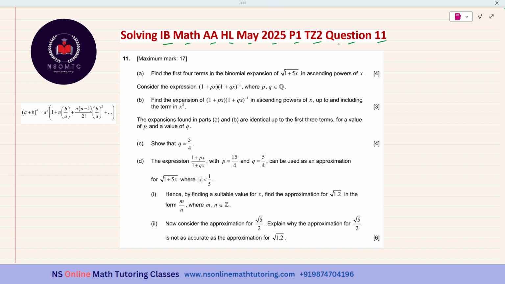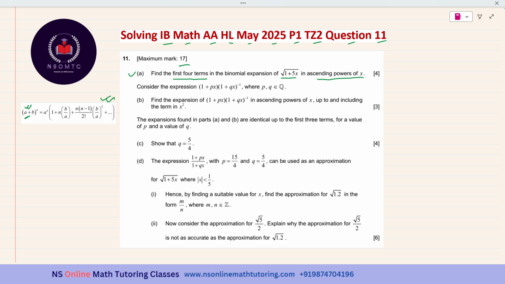So without any further delay, let us start to solve question number 11. The maximum mark is 17. Subpart A is saying find the first 4 terms in the binomial expansion of square root of 1 plus 5x in ascending powers of x. This is the formula that is given in your formula booklet. And a over here has been assumed to be some other number not equal to 1, but over here it is 1.